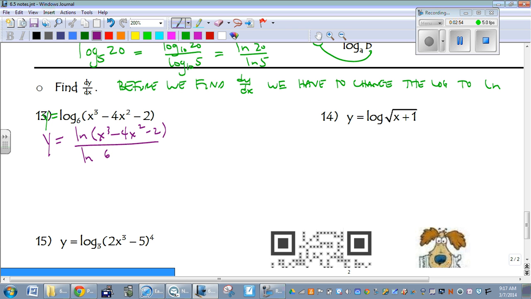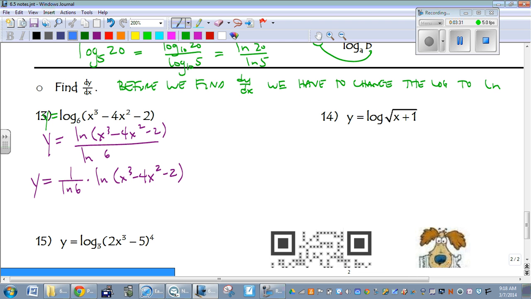Now at first you look at that and go, oh great, we made it more complicated, now we have to use quotient rule, but we don't have to use quotient rule. This is a constant down here. We're divided by natural log of 6, that's just a number. So it may help you to think of it this way. I'm going to write it as 1 over natural log of 6 times natural log of this whole thing. Right? This is a constant. We don't have to use quotient rule, it would all cancel out. So basically what we can do here is just leave this out in front times derivative of this.